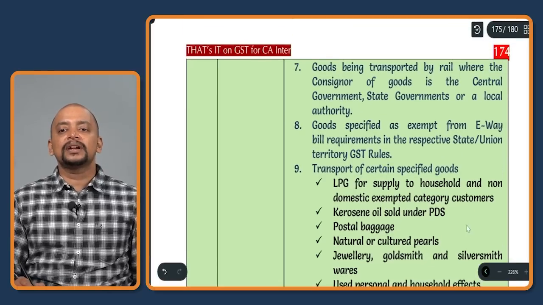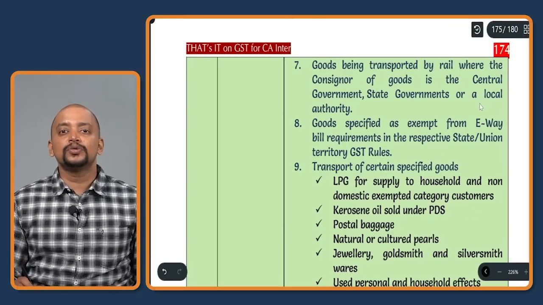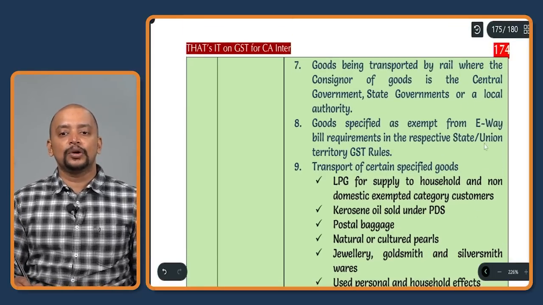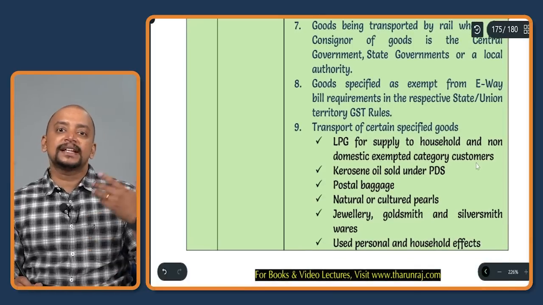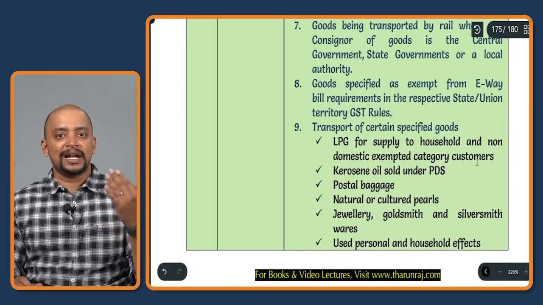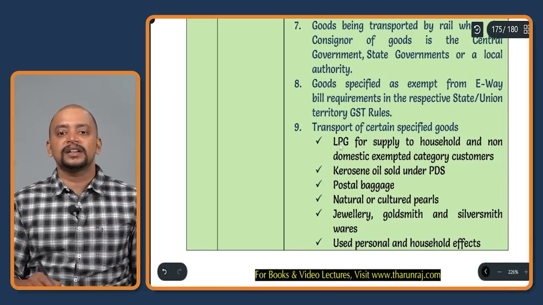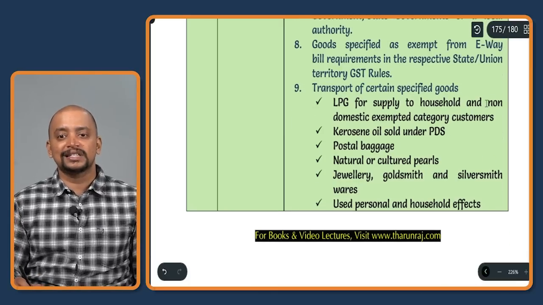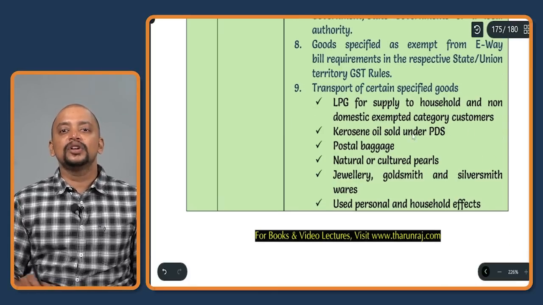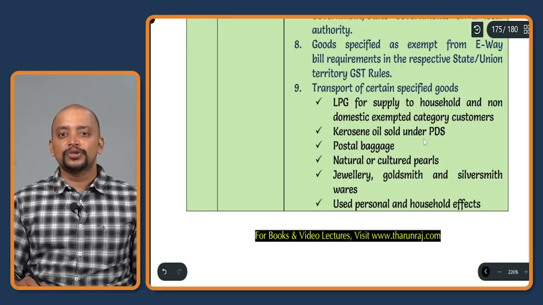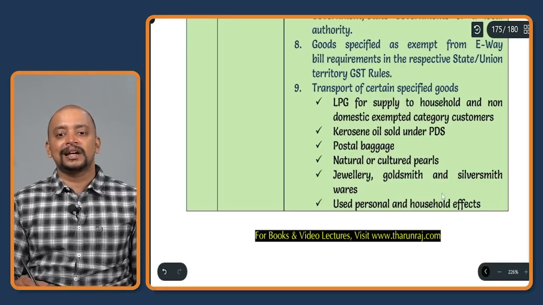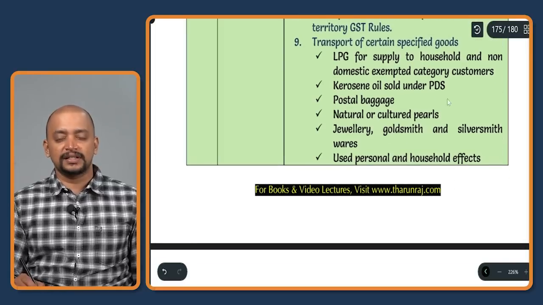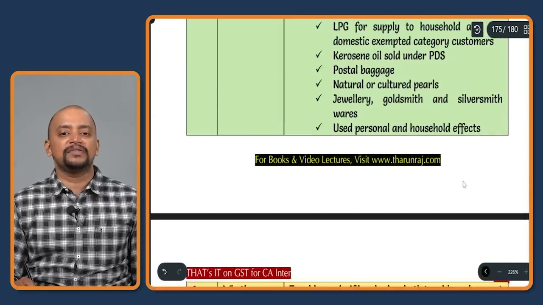And then goods being transported by rail, where the goods belong to the central government, state government or local authority, goods specified as exempted from the requirement of an e-way bill by the respective state government, and some notified goods, that is LPG for supply to households, that is the red color cylinders, then kerosene oil sold under PDS, postal baggage, jewelry, then gold and silver, etc. Then used personal and household effects. These are the notified goods that do not require an e-way bill.